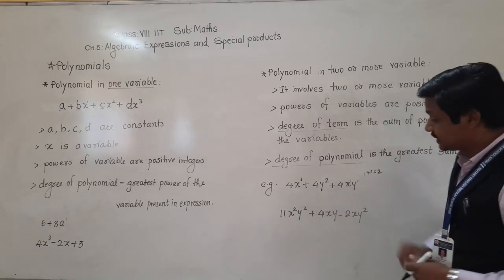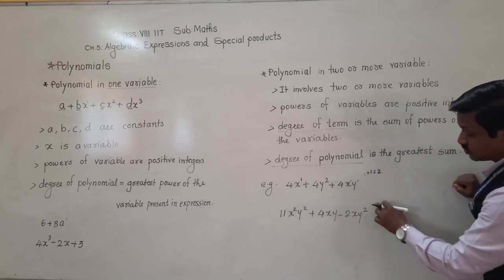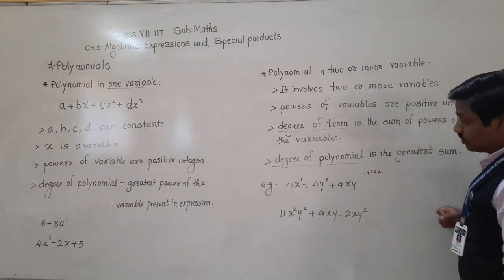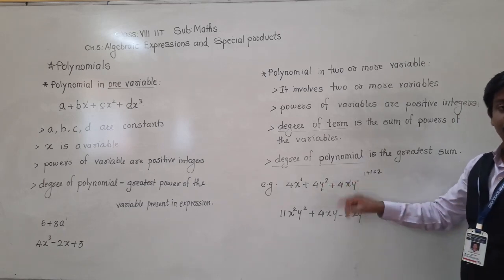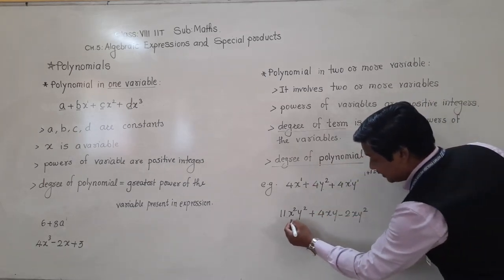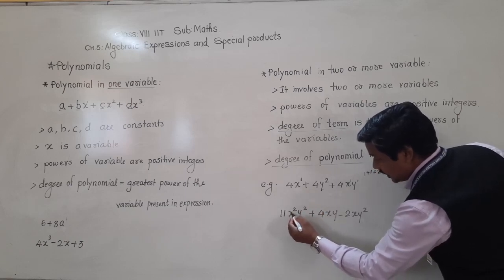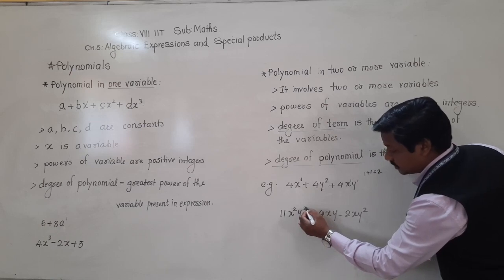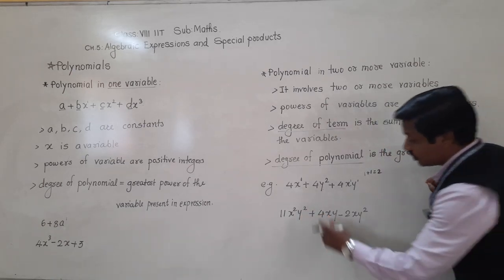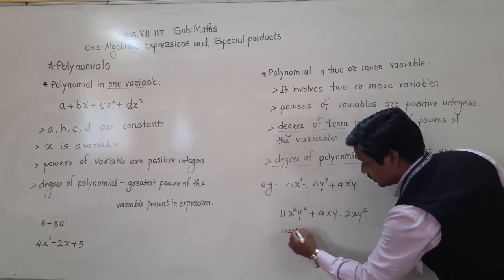Okay. See the second example, 11x square y square plus 4xy minus 2xy square. Now here, what will be the degree of each term and what will be the degree of the whole polynomial? Let us see first the degree of each term. 11x square y square. See here two variables are there. x has power 2, y also has power 2. So what will be the degree of this term? 2 plus 2, 4. Correct?